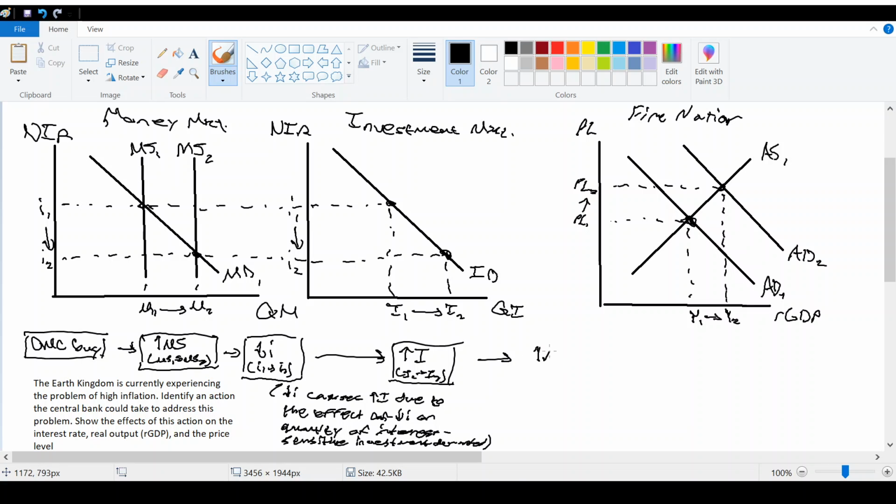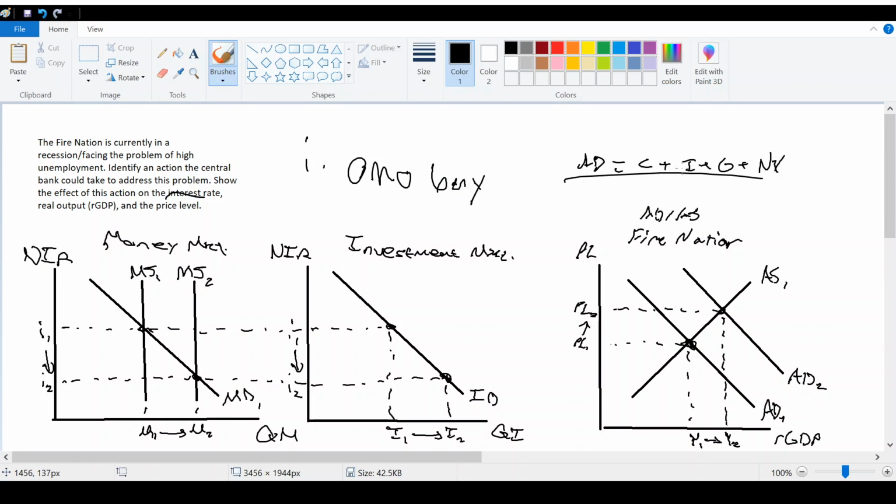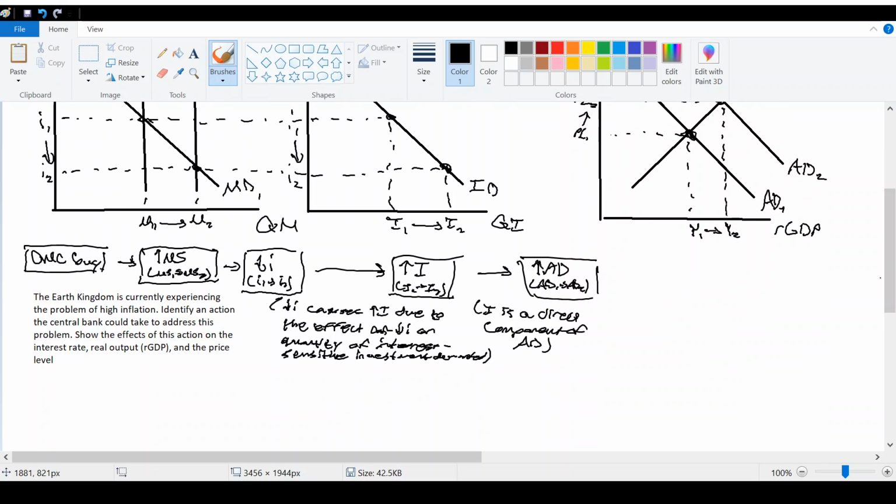Next, increase in AD. This one we still have to write a step for also, although this one is a lot simpler. This one is the same as on fiscal policy questions too. So all you have to say is, I is a direct component of AD. And that's because, as we saw before, in this equation up here, I is a direct component of AD. In this equation, an increase in I creates an increase in aggregate demand. So that's all that one is. And then from there, no more words, just letters.